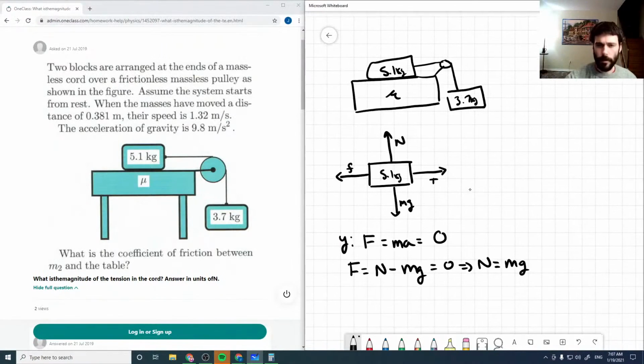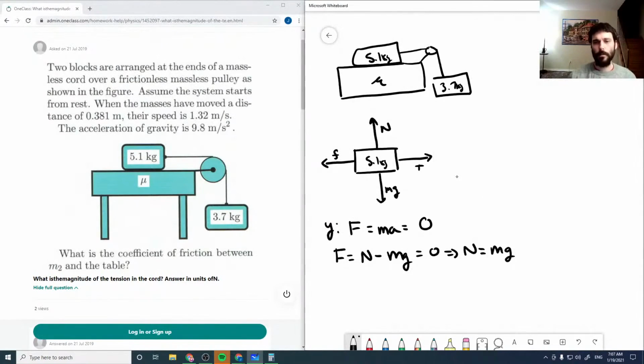Recalling that our friction force is our coefficient of friction times our normal, then that kind of solves for that for us. So in the x direction, our force is our tension minus our friction, which is tension minus mu n, which is equal to ma.